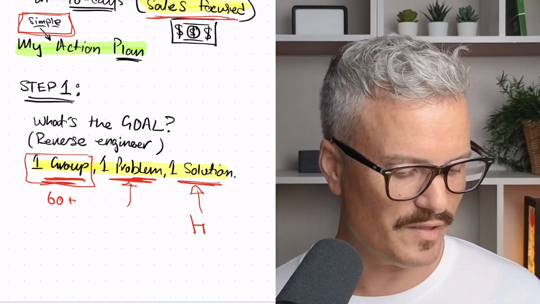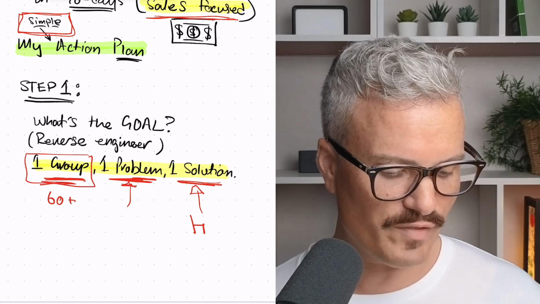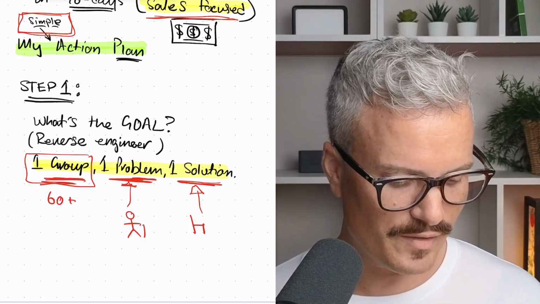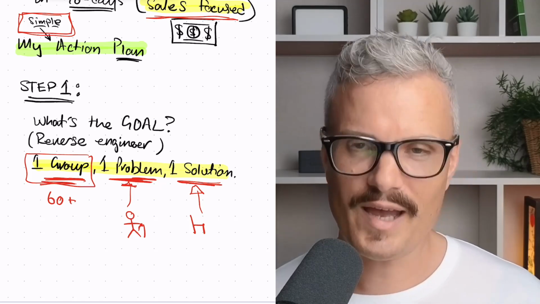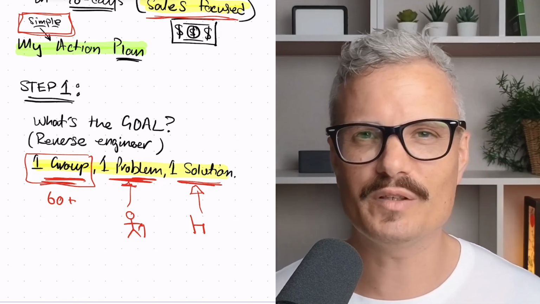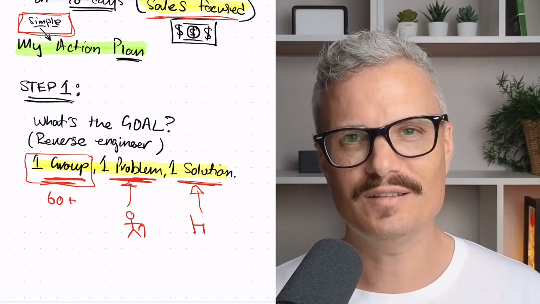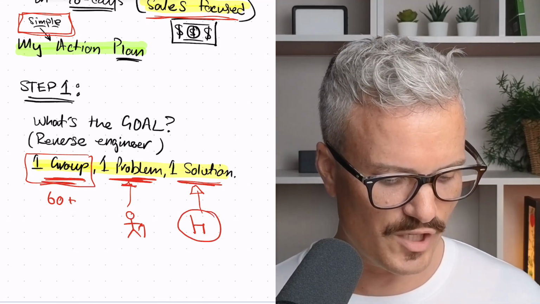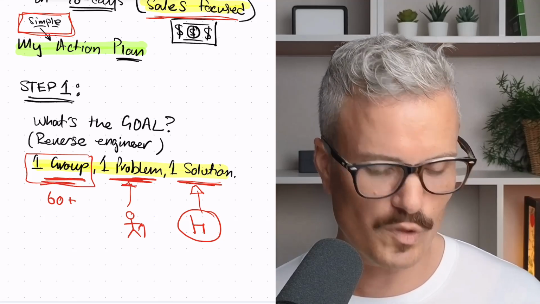So 60 plus. The problem is longevity. So as you're getting older, maybe you're not feeling so good, you've got a stick, and you're in pain perhaps, and you don't have much movement, and you just want to be better with your physical being as you're aging. So the solution would be chair yoga. So it's one group, one problem, one solution.